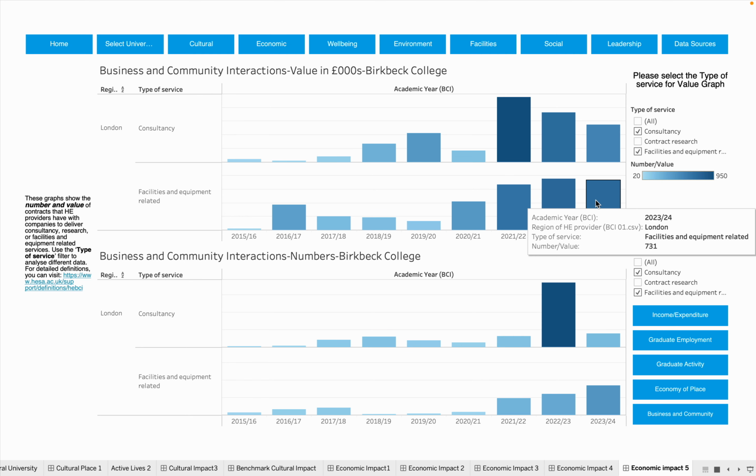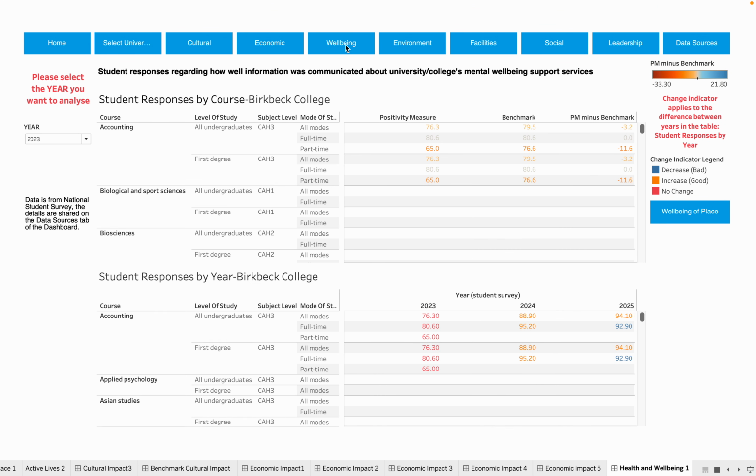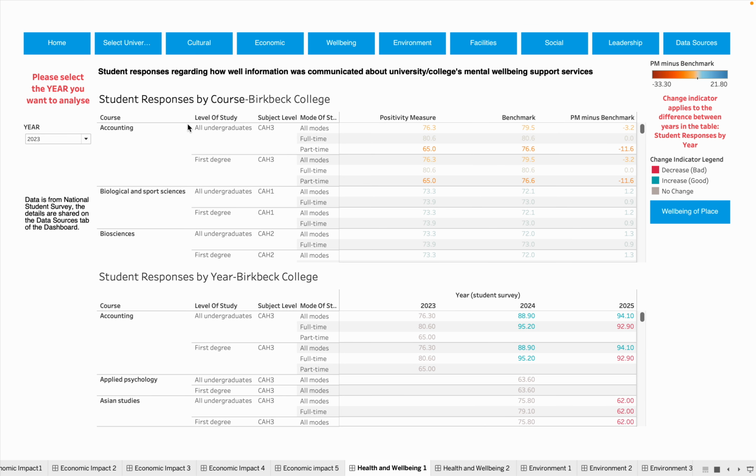Okay, so this is the end of economic impact. The next domain I can have a look at is well-being. For the well-being domain, we are looking at student responses regarding how well information was communicated about university, college, and mental well-being support services. On the left, you can see that we are analyzing this per year, and the colors on the tables represent values as per this legend.